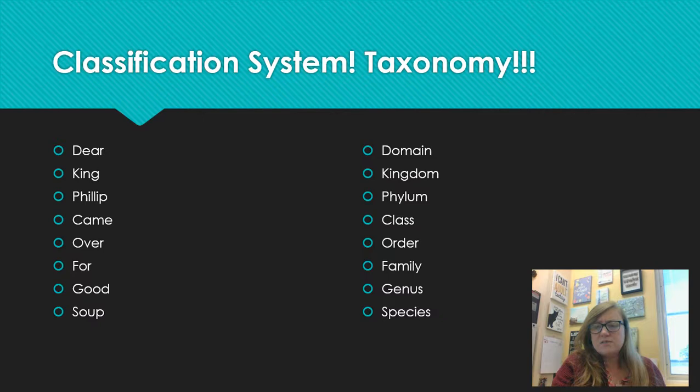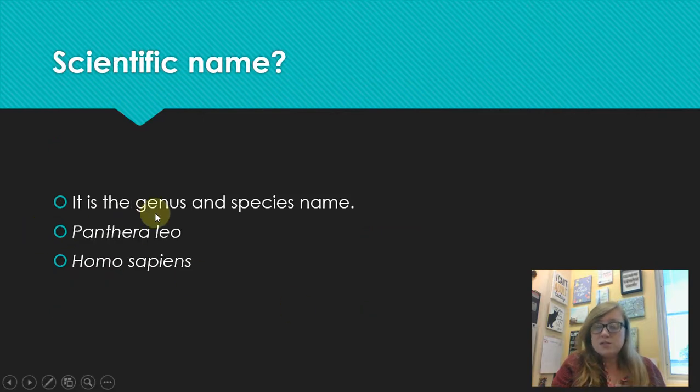So what is the scientific name of a creature? It's the genus and species name. It's very important for you to realize this: it's always written in the same way. The genus is capitalized. The species is lowercase. So it's kind of like a first and last name, except the last name is not capitalized. So we have Panthera leo. That's a lion. Homo sapiens. That's us, humans. Okay, so that's a scientific name.